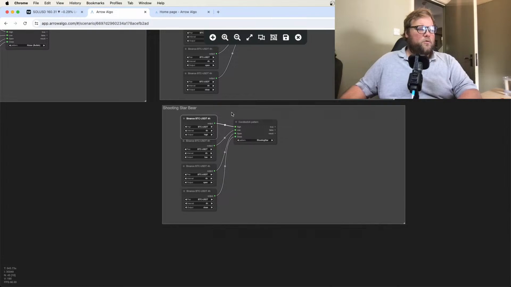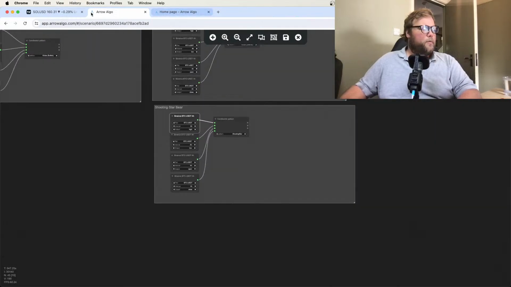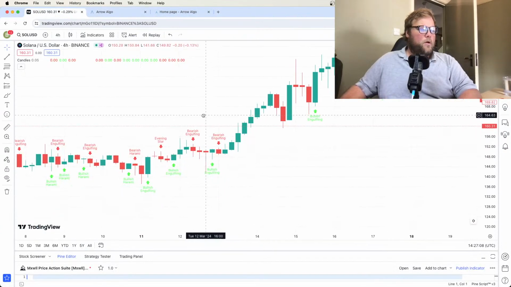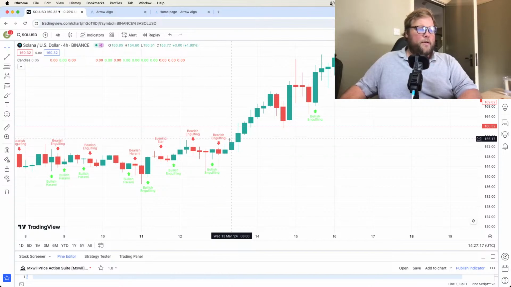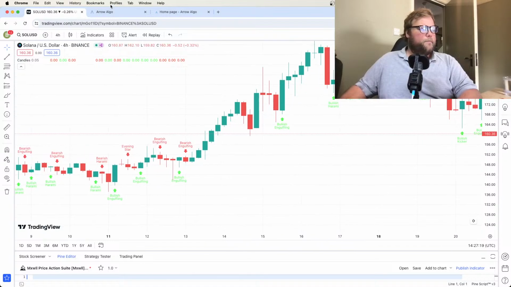So now we need to make some rules around what happens when we see these. So if we come back to our TradingView, we said that if we see 2 of these in the last 5 or 6 candles, then we want to open a buy limit or a sell limit.